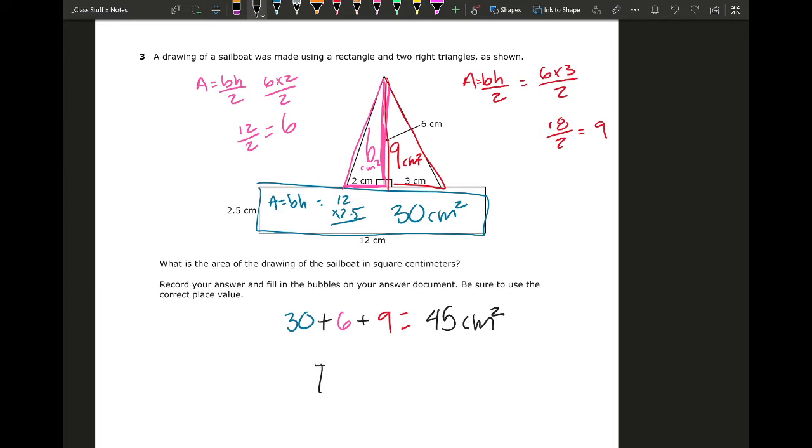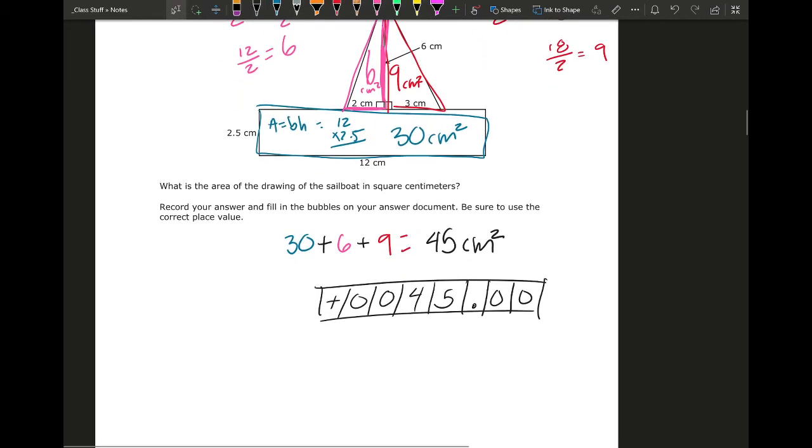And how you put it on the gradable? Like that. 0045 00. That's how you fill in a gradable. Of course, you have to bubble it as well.